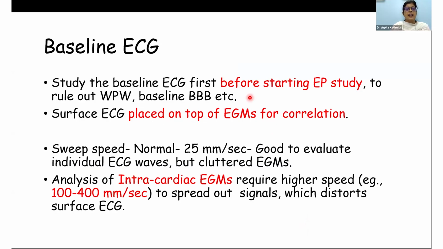Before starting any EP study, it is a good practice to first look at the baseline ECG. By doing this, we can rule out WPW and any baseline bundle branch block, which helps in further assessing our EGMs during the study. Surface ECG is placed on the top of the EGMs for correlation. Especially for beginners, it is better to correlate the surface ECG with the EGMs for better understanding of the EGMs. We know the ECG is usually done at a speed of 25 millimeter per second, but at this speed, the EGMs appear very cluttered. So for highlighting the EGMs and spreading out their signals, we use higher speeds, 100 to 400 millimeter per second. At this speed, the surface ECG appears a bit distorted, but we are able to see the QRS sufficiently to analyze it.